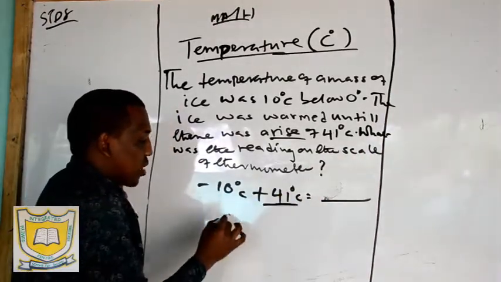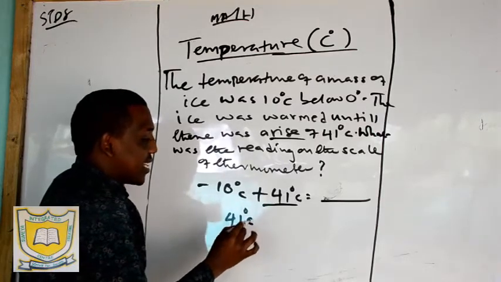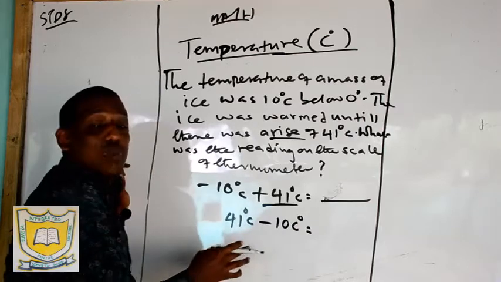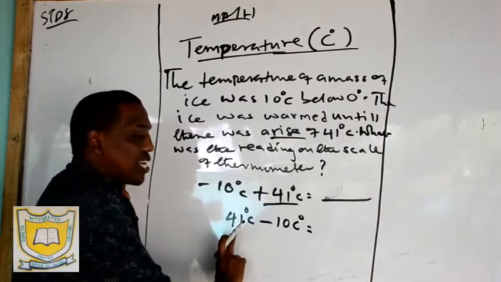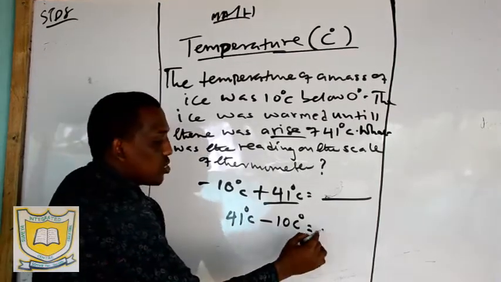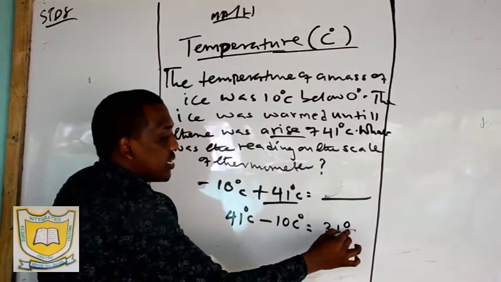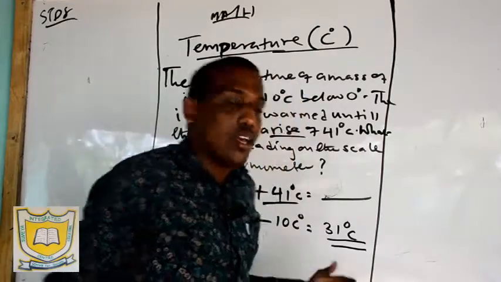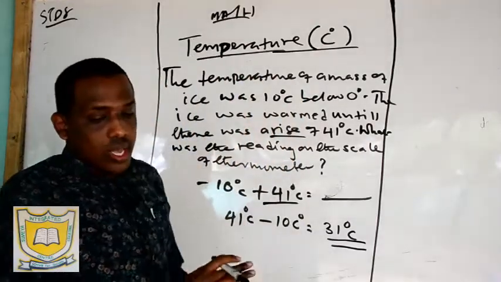This one is plus 41 degrees Celsius, minus 10 degrees Celsius. When we use body mass, plus comes first before negative. So you say 41 minus 10, which is equal to 31 degrees Celsius. This will be the reading of the thermometer. So that is very simple.